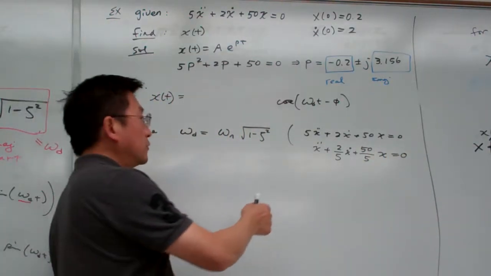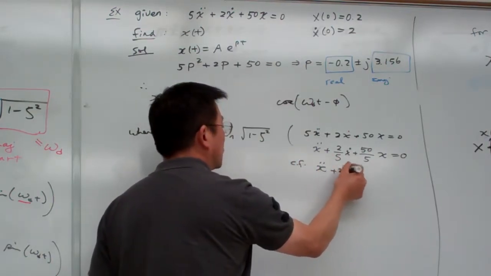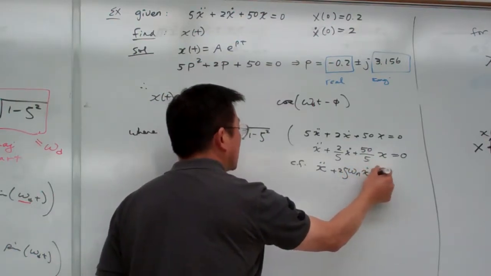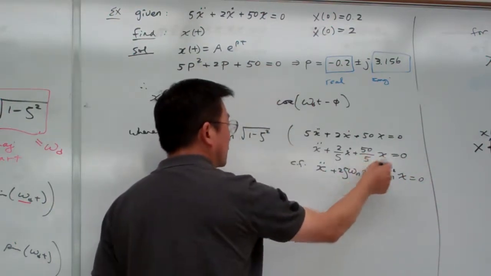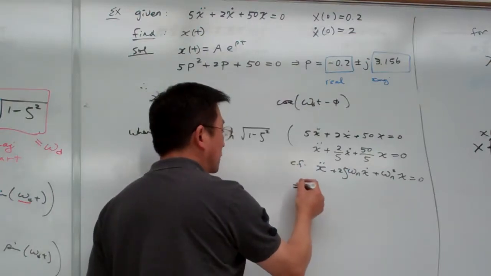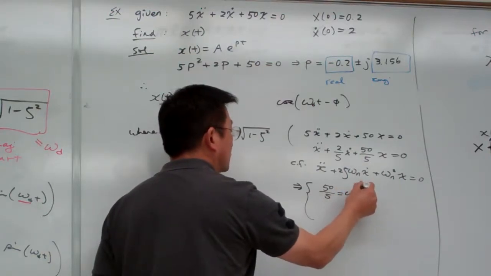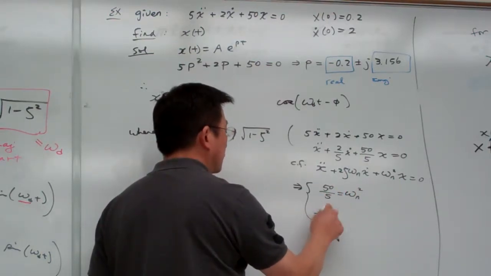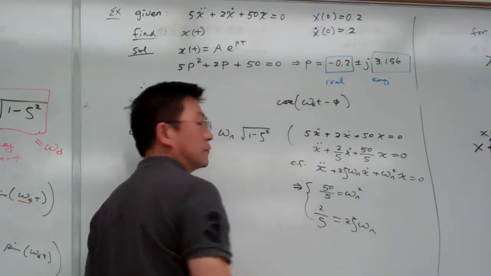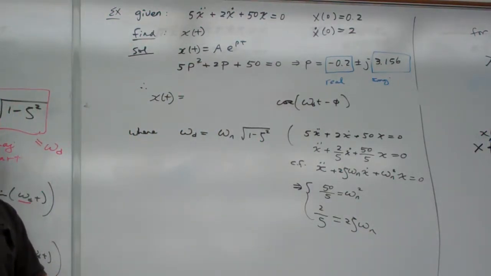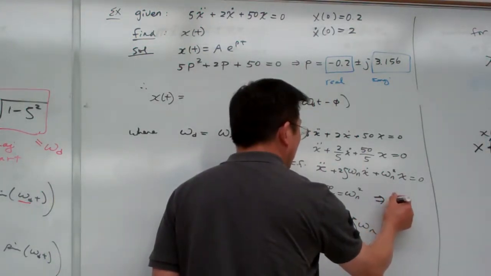Okay, so you have scaled down and you compare to the standard form: x double dot plus 2 zeta omega n x dot plus omega n squared x equal to 0. So you compare the coefficients term by term. From here you can see 50 divided by 5 equals omega n squared, and 2 over 5 equals 2 zeta omega n, right? That is the first step. Whatever information is needed, we simply do the calculation. So from here, we can determine omega n.